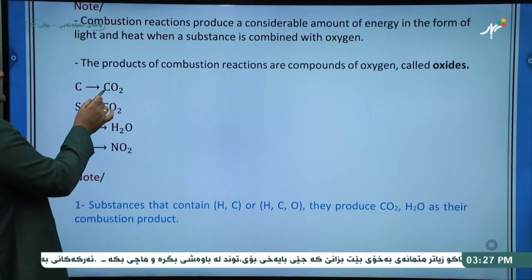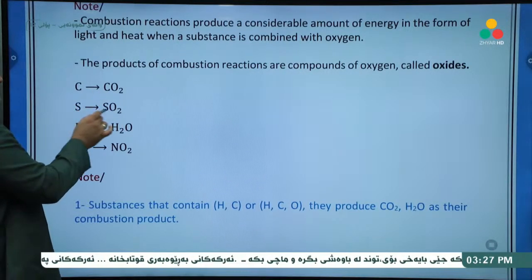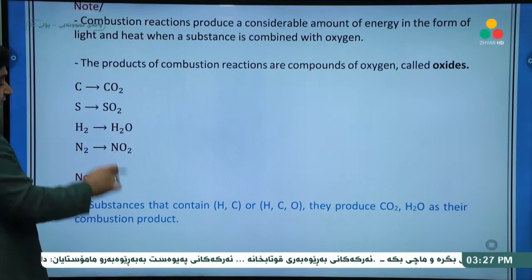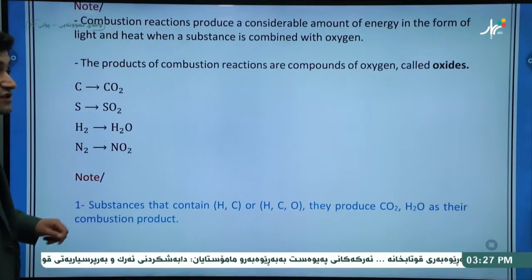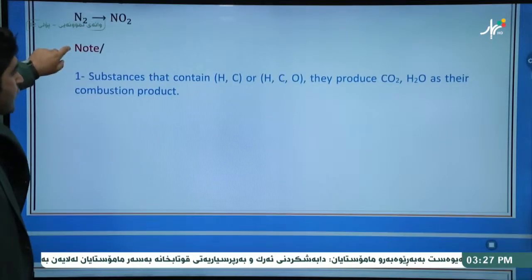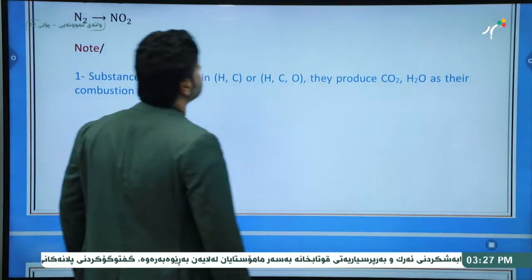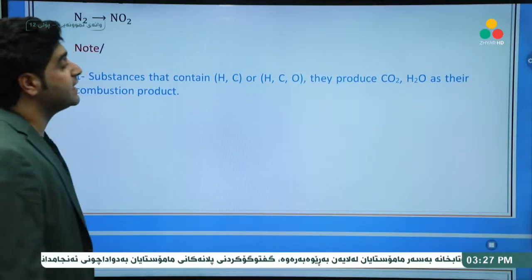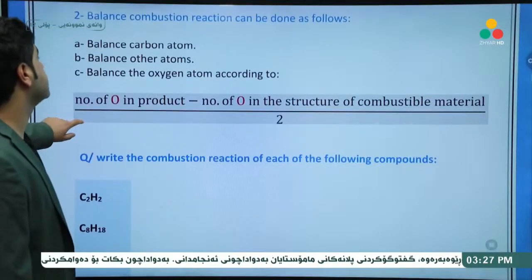Carbon, when combined with oxygen, will be CO2. S with oxygen, SO2. H with oxygen, H2O. N with oxygen, NO2. And O with oxygen, no, there's nothing like that. Well, for a substance that contains hydrogen and carbon, or hydrogen, carbon and oxygen, the products are only CO2 and H2O as combustion products.